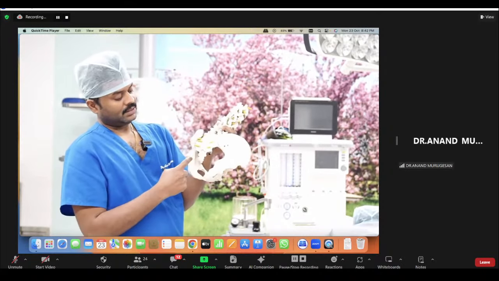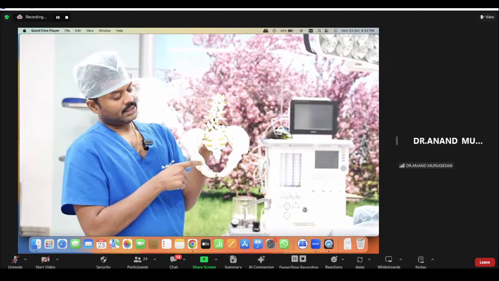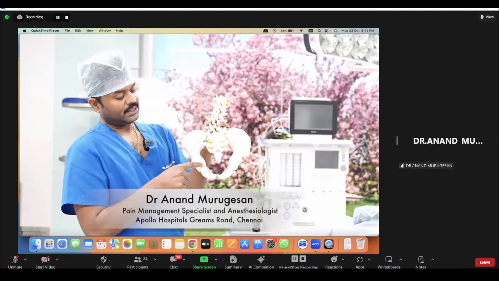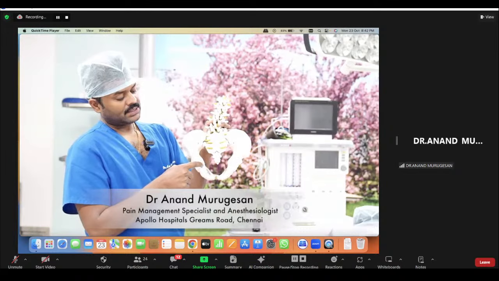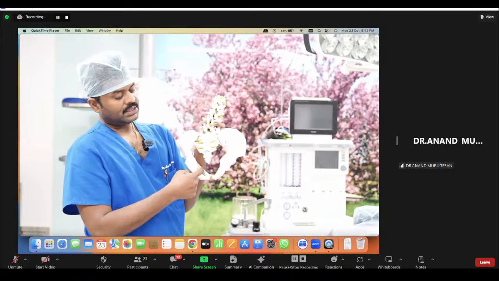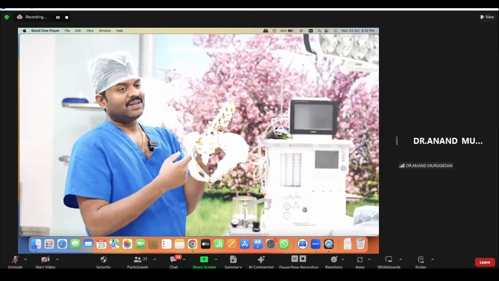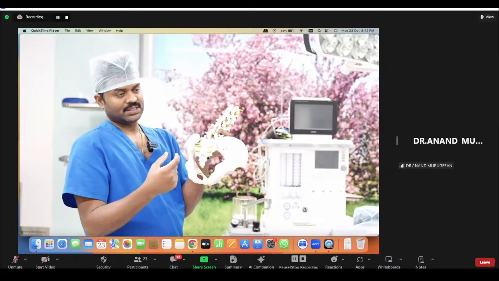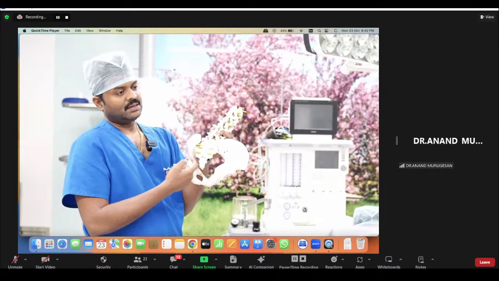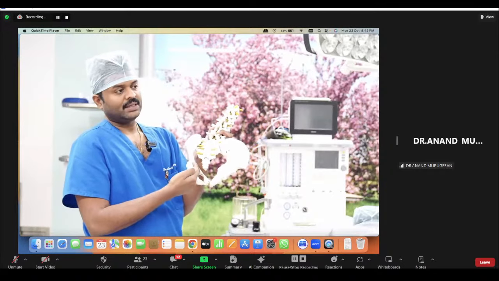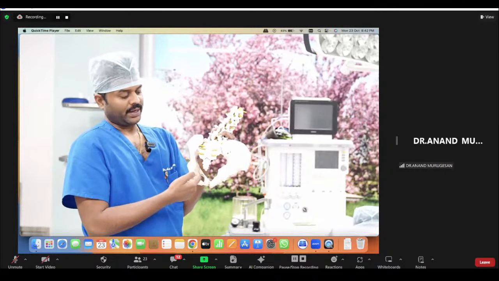This is the Alcock canal, and this is the greater sciatic foramen and the lesser sciatic foramen. After it crosses the lesser sciatic foramen, it goes into a tunnel called the Alcock canal. This Alcock canal is formed by the fascia of the obturator internus muscle. The pudendal nerve is always accompanied by the internal pudendal artery and vein.